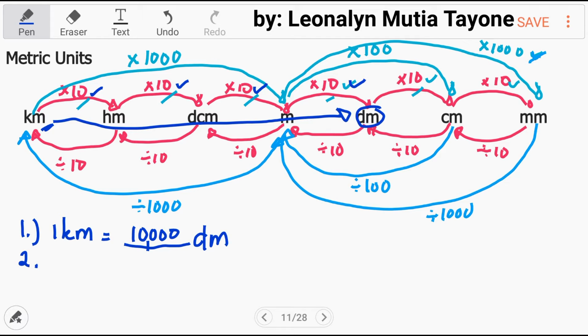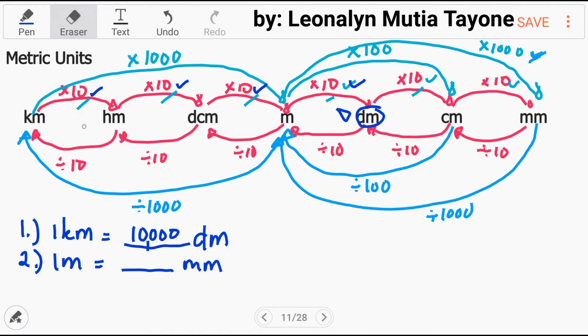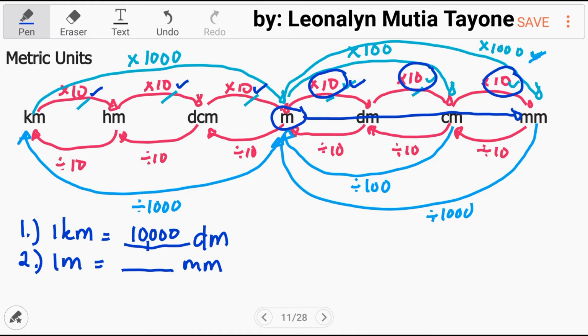Next, number 2. 1 meter is how many millimeter? So, we have 10 times 10 times 10, 1,000. So, multiply mo lang ng 1,000. See, 1 lang naman yan. So, multiply lang natin yan. Then, that is 1,000 millimeters.